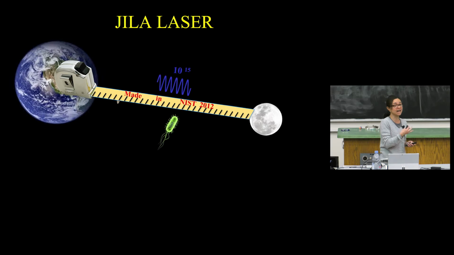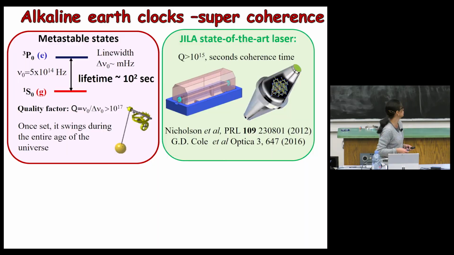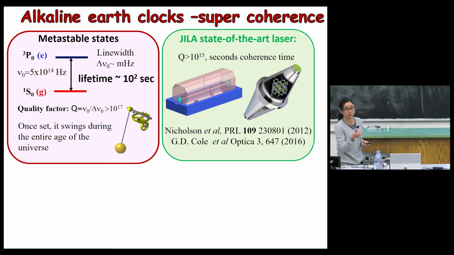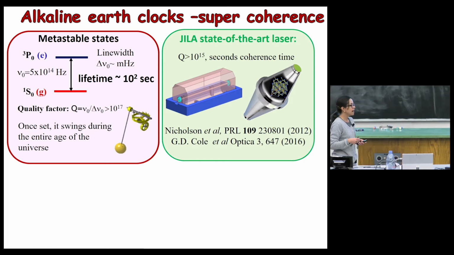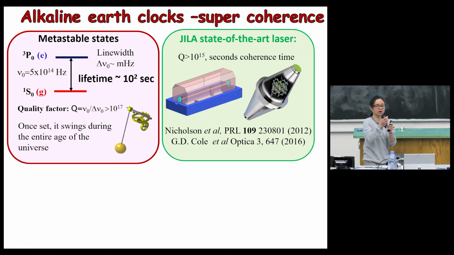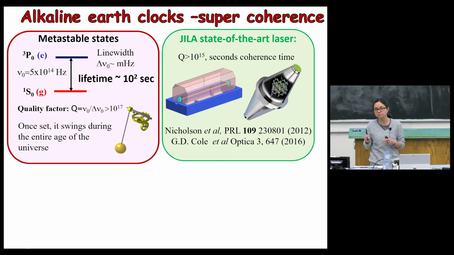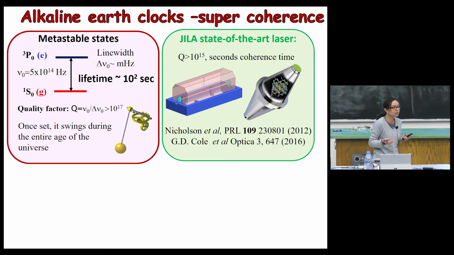So that's what has been built here at JILA in Jun's group, and that's why his clock is reaching this kind of level of precision and accuracy. And finally, well, we have a good laser, we have good atoms. What else could it need to make a good clock? What would you think?